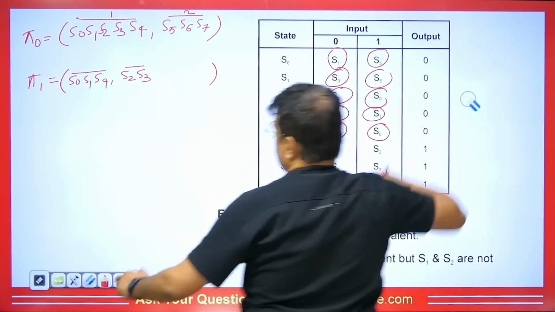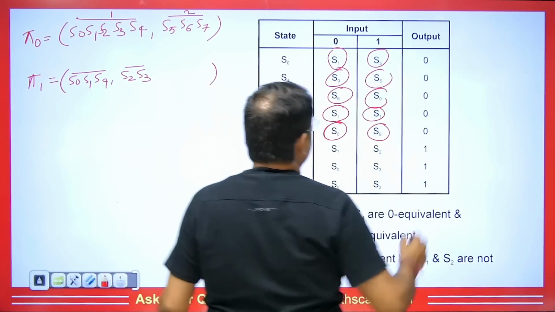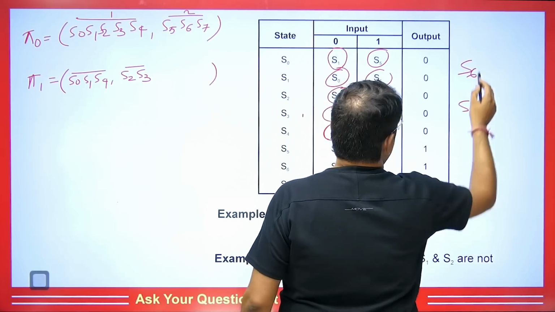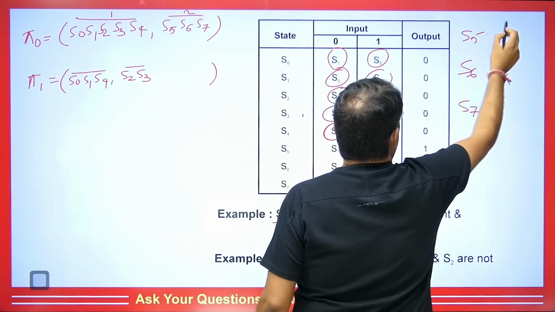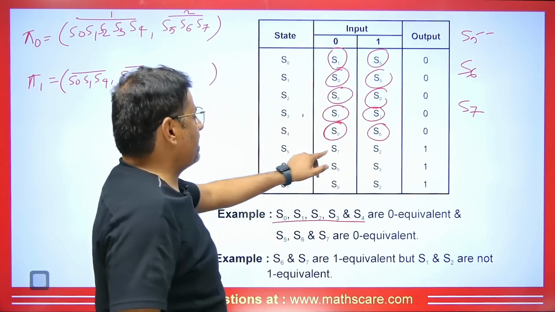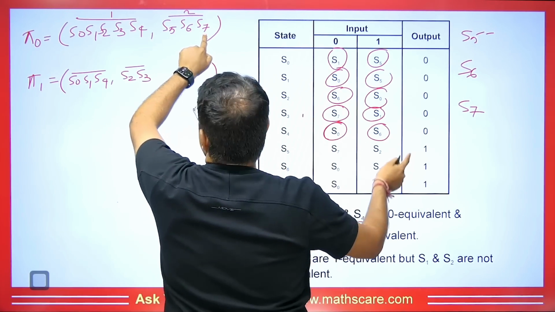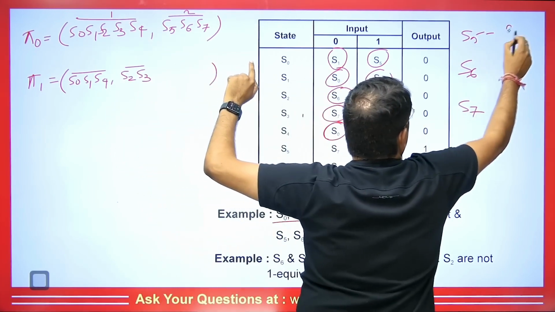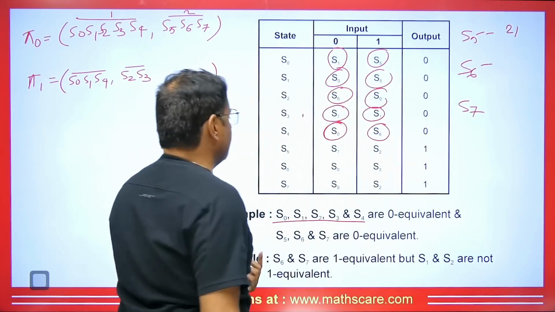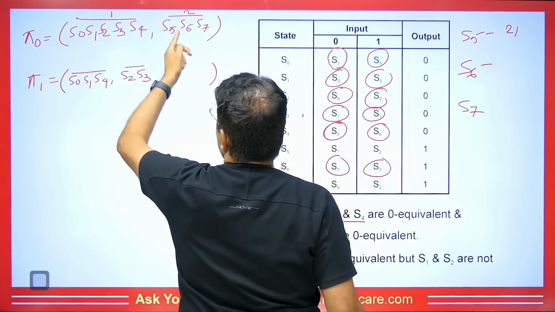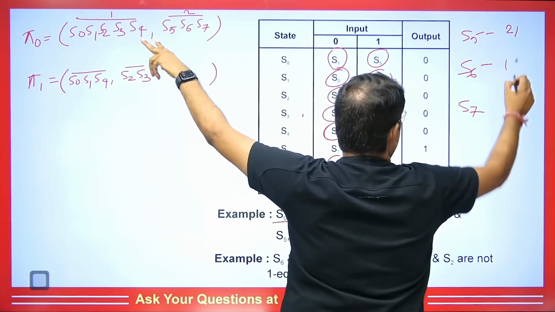Now students, let's talk about this one, S6, S7. So S6, S7 and next we will take S5, right? Now we took S5 and in S5, S7 and S2 are coming, right? So this is S7 and S2 will be here. Therefore it will be 2, 1. Okay. Then we will talk about S6. So S6 has S0 and S3. Here is S0 and same here is S3. Therefore it will be 1, 1.